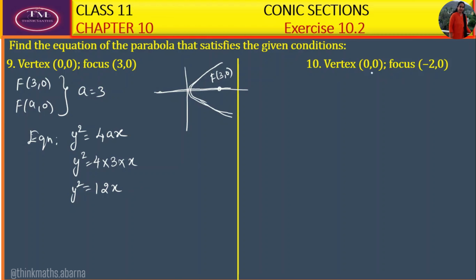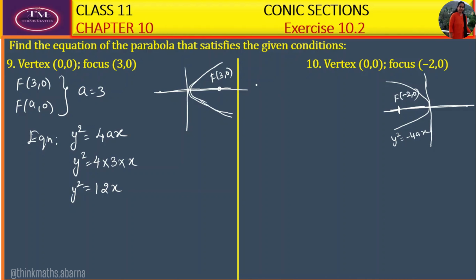So in the 10th one, vertex is 0 comma 0 and focus is minus 2 comma 0. So where is minus 2 comma 0? Here also y coordinate is 0. So it will be on the x-axis, but x value is minus 2. So the focus will be here, minus 2 comma 0. That means the parabola will be on the left side. So what is its equation? Its equation is y square equal to minus 4ax.